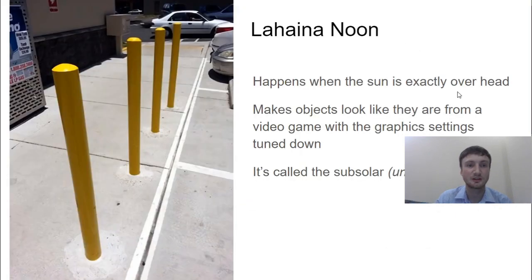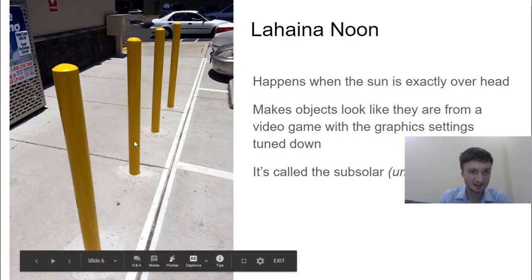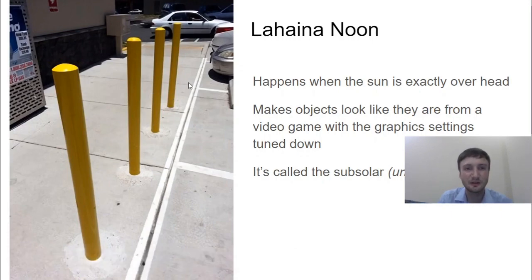I want to tell you about something cool. This is called Lahaina Noon. I think I'm saying that right. I don't know. Lahaina Noon. So this happens when the sun is exactly over the top, exactly above. And it stops objects having shadows, like these poles. There's shadows under the car around here, yeah. But like these poles, there's no shadows. And it kind of makes things look like they're in a video game where you've got the settings turned down really low and there's no shadows.